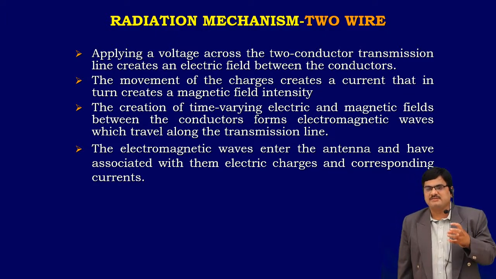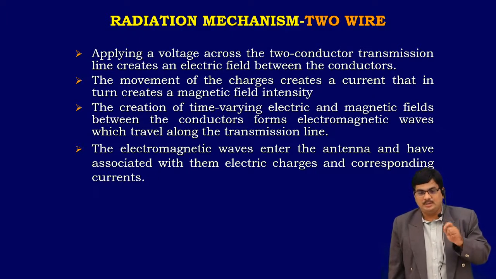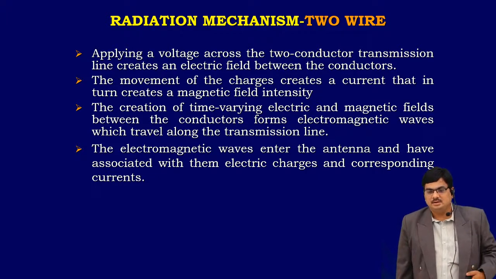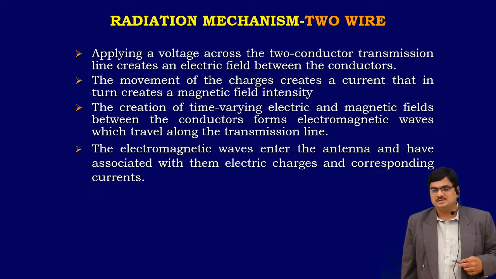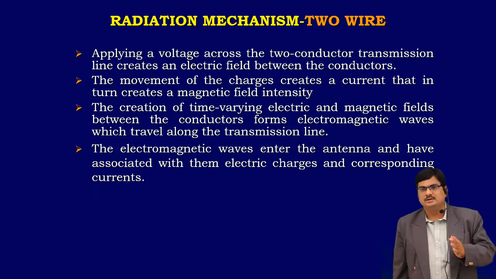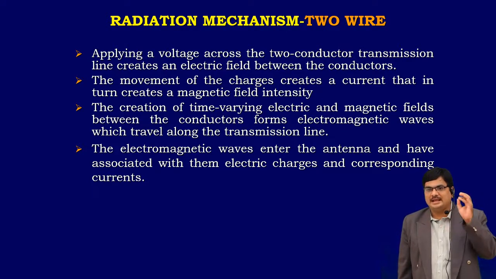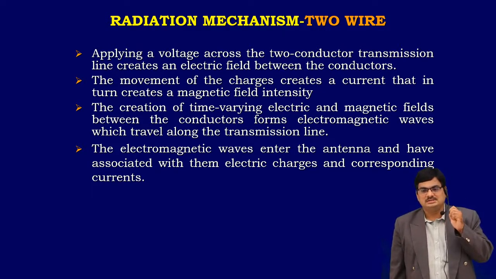After that, the electric fields will be generated. Due to this, the movement of charges creates a current, which in turn creates a magnetic field. The creation of time-varying electric and magnetic fields between the conductors forms electromagnetic waves. The electric field and the magnetic field are always perpendicular to each other, and they will travel along the transmission line.